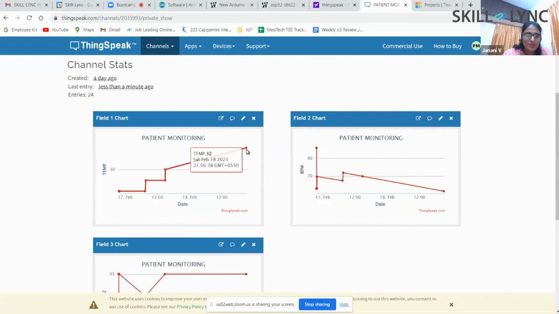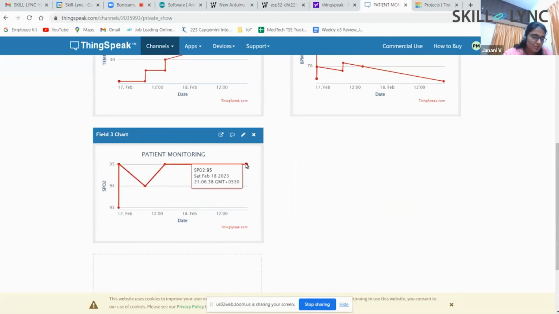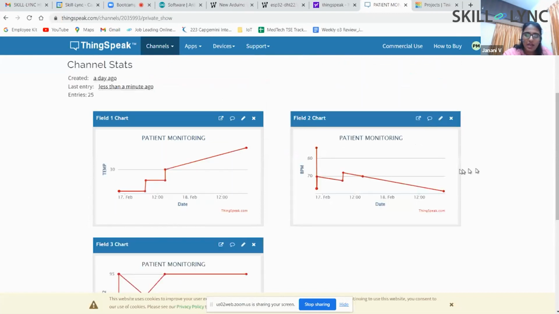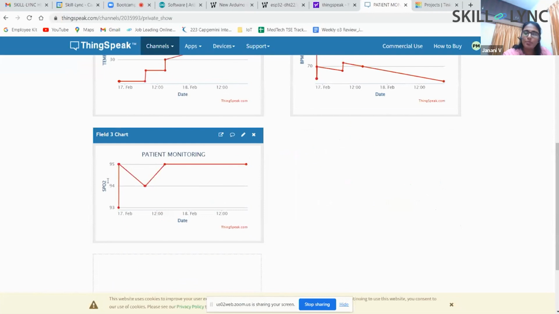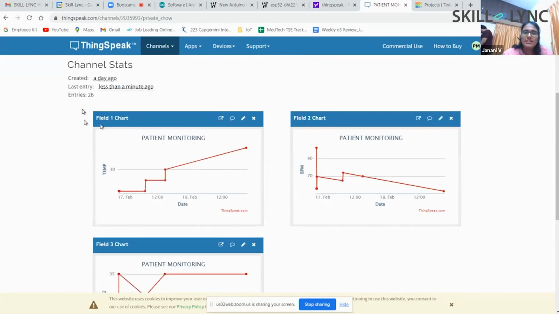If you could see, temperature is 32. SpO2 is 95.2. Yes, somewhere around 95. And my beats per minute is like 61. See, BPM, temperature, and SpO2 can be monitored using your ESP module. See, last entry is less than a minute.